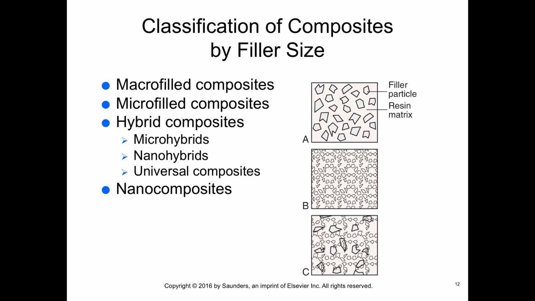Microhybrids use even smaller particles and contain a combination of small particles and microfine particles. Nanohybrids are microhybrids with nano-sized particles added. The ability to add increased numbers of filler particles reduces the amount of resin, and they shrink less when polymerized. The hybrid composites are called universal composites because they are aesthetic, wear-resistant, and strong. They can be used in both the anterior and posterior parts of the mouth.